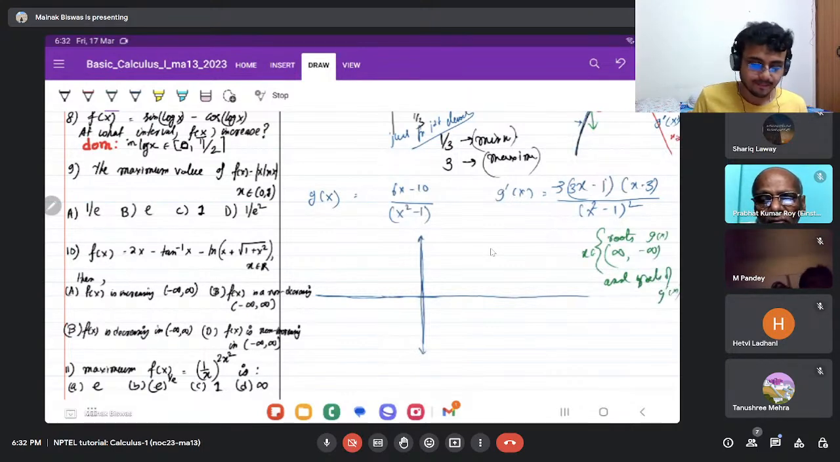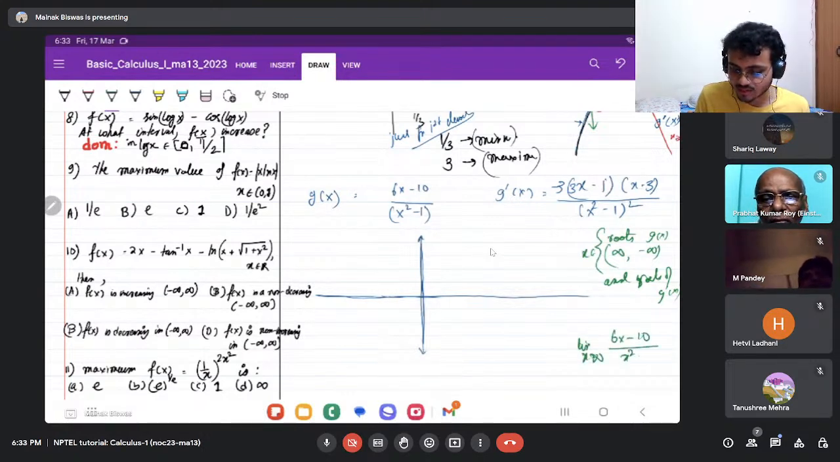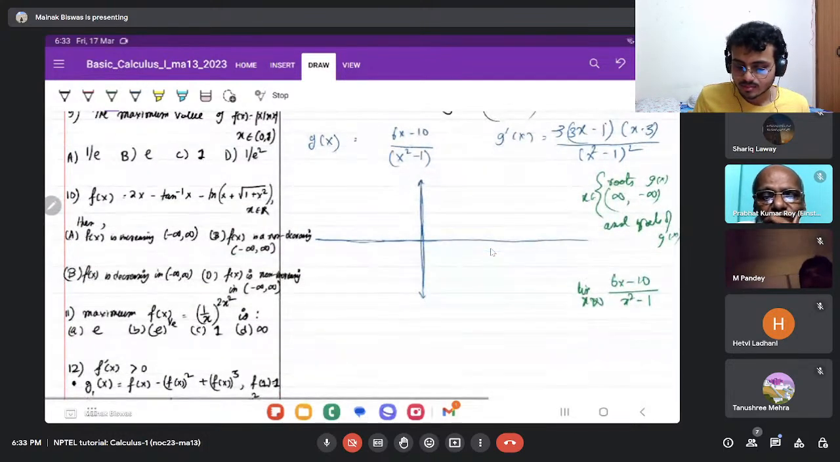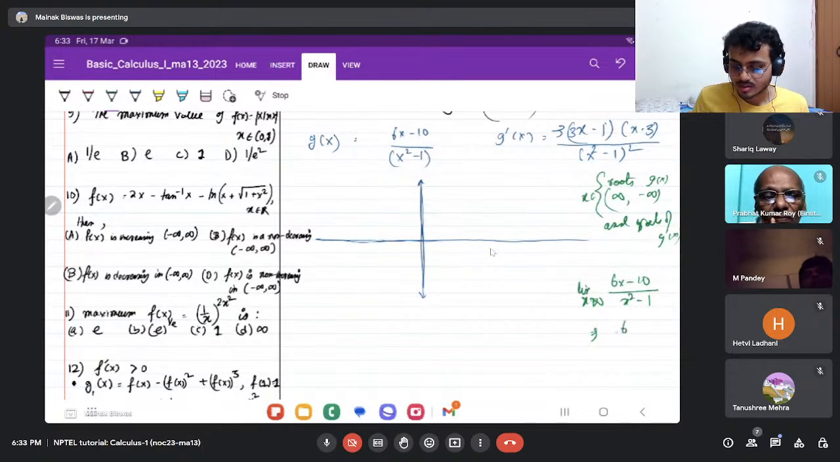So let's see. Limit x tends to infinity, (6x minus 10) by (x square minus 1). So divide everything by x square. The numerator will become 6 by x minus 10 by x square, and the denominator is 1 minus 1 by x square. Just put limit x equal to infinity, you will get 0 by 1, that is 0.